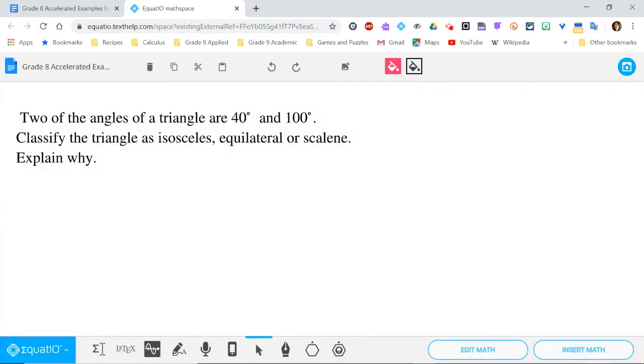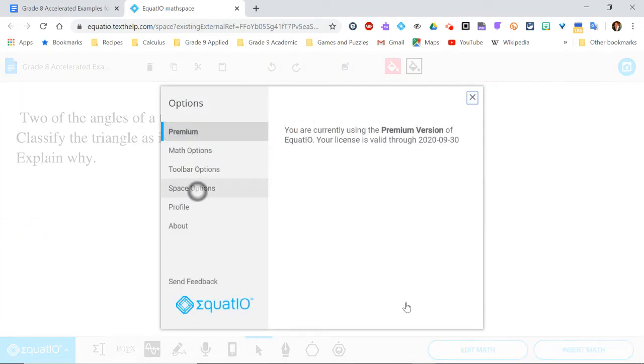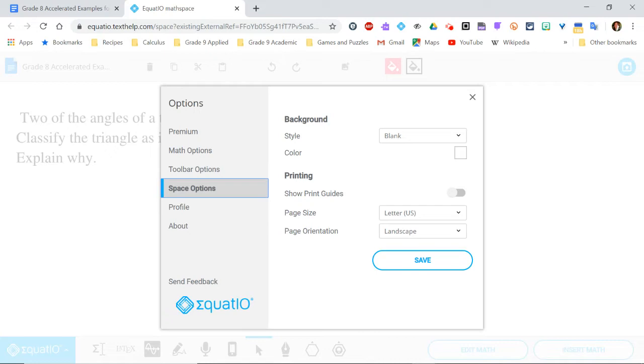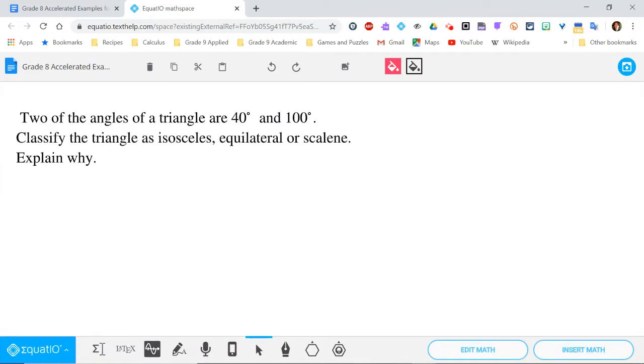Now for me, I've turned off the grid in the background, and you can do that by opening Equatio, Options, Space Options, and then Style. So you can change that to graph paper if you'd prefer it, but for these questions, I don't feel we need that, so I'm not going to do that.